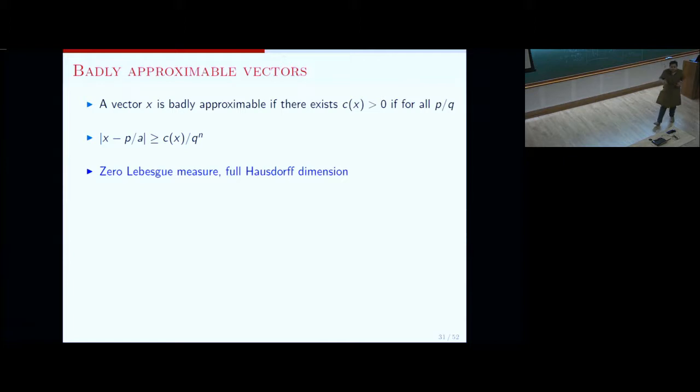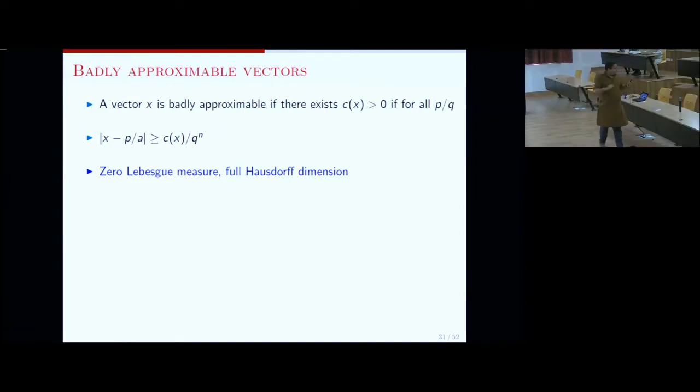So if you close your eyes and pick a number, it's not going to be badly approximable. On the other hand, in another measure of size, Hausdorff dimension, they're full. So Hausdorff dimension 1. So in that sense, there are plenty of them.